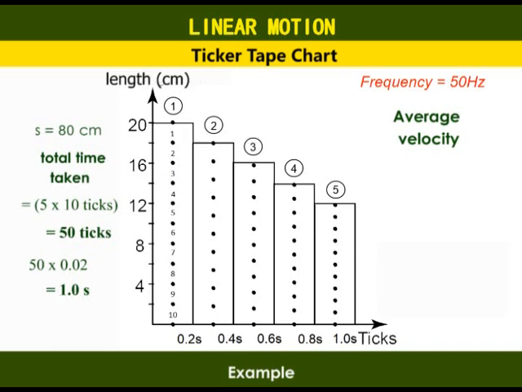Average velocity is given by total displacement over total time taken. That is 80 centimeters over 1.0 seconds, and that gives us 80 centimeters per second.